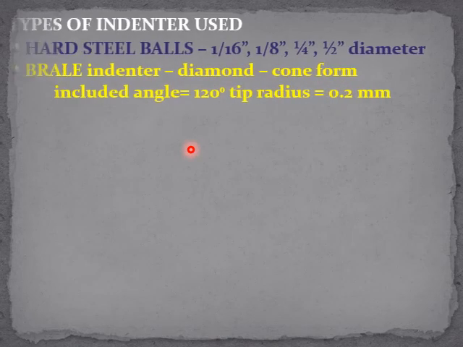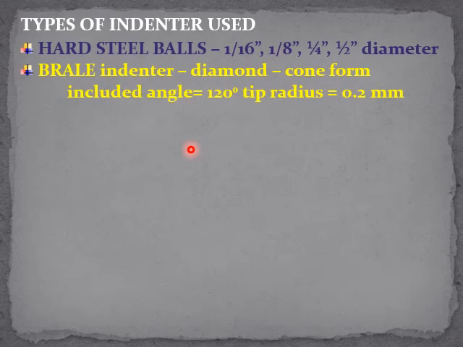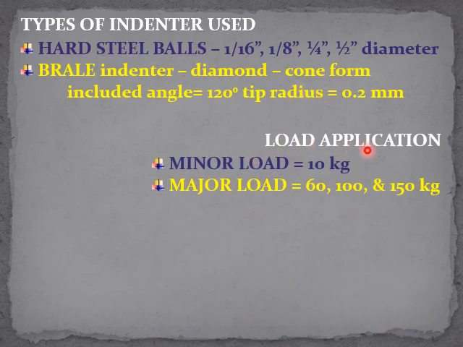To recall again, in Rockwell hardness testing, two types of indenters are used: either a hard steel ball, with diameter ranging from 1/16, 1/8, 1/4, 1/2 inches, or a diamond cone brale indenter whose angle is 120 degrees and tip radius is 0.2 mm. Here the load is applied in two forms: initially a minor load of 10 kg, followed by a major load ranging from 60 to 150 kg.